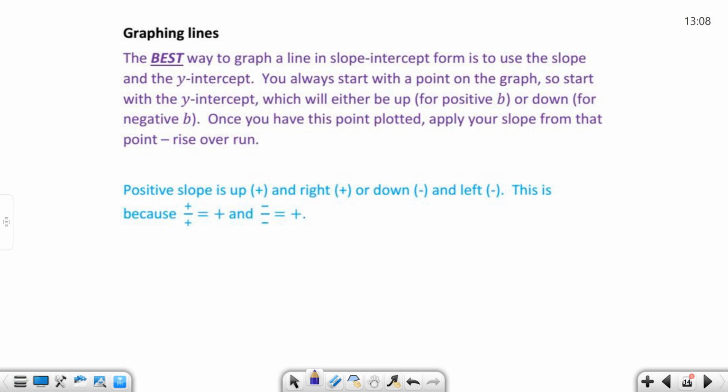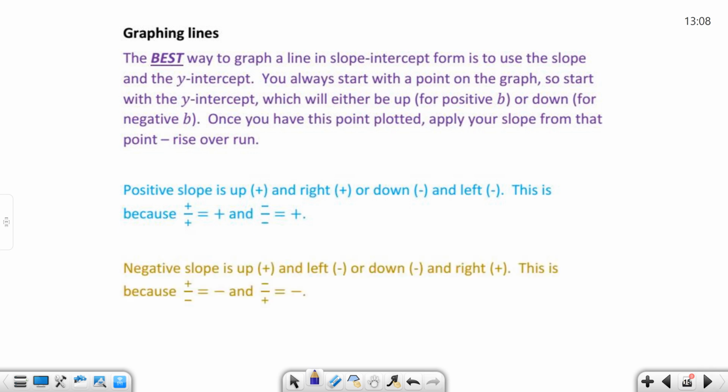Positive slope is either up, which is a positive direction, and right, which is a positive direction, or down, which is a negative direction. I know it's a positive slope, but if you go down and you also go left, then you have a negative over a negative, and that turns into a positive, right, when you divide two negatives. This is because if I do a positive over a positive, that's up and right, we get a positive slope. If I do negative over negative, that's down and left, you also get a positive slope. So either up and right or down and left for positive slope.